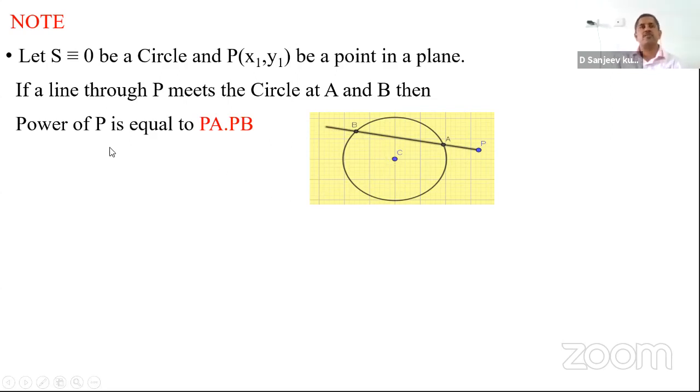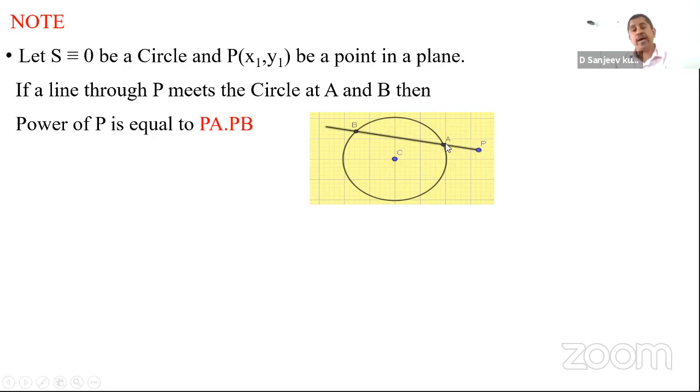So for the power of the point, now you have three formulas. The first one is CP² − r². The second one is S11. And if you have a point P here and a line cutting the circle at 2 points, the distance between P and A times the distance between P and B is always equal to the power of the point. Now, very important, where do you observe this? The point is lying outside the circle.